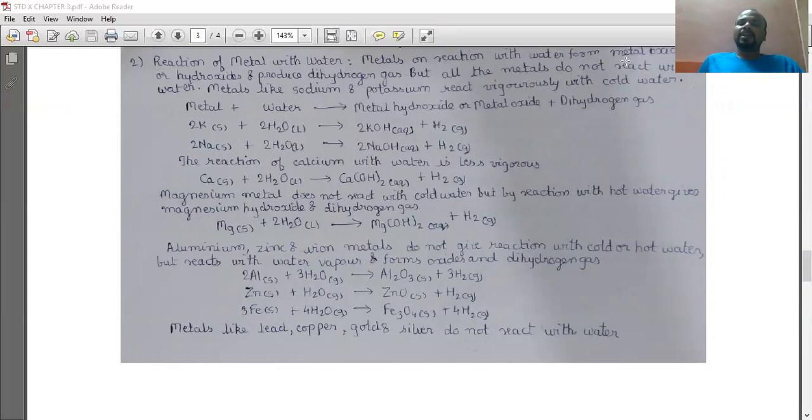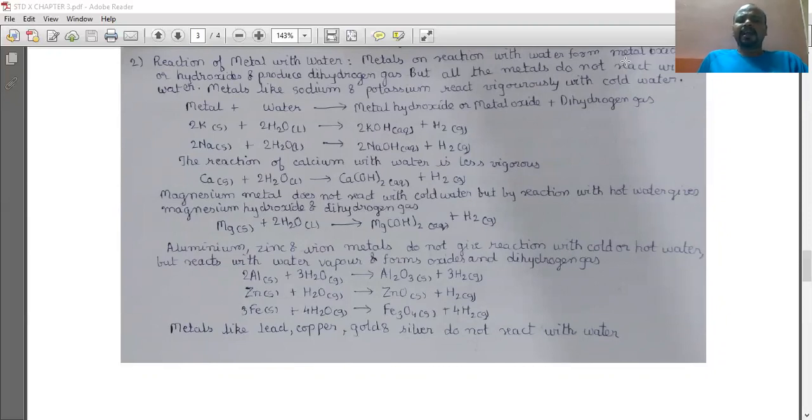Magnesium metal does not react with cold water, but the reaction with hot water gives magnesium hydroxide and dihydrogen gas. That is Mg plus 2H2O gives you Mg(OH)2 plus H2. That is magnesium metal when reacts with water gives you magnesium hydroxide plus hydrogen gas.